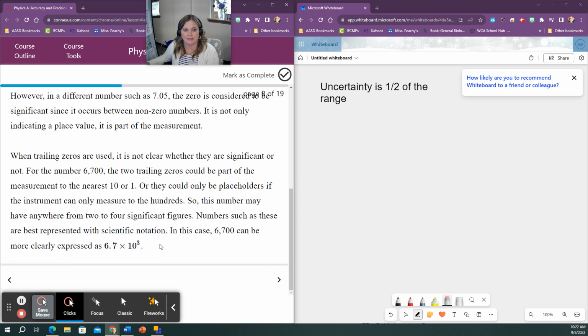this also explains that when you have zeros to the right of the decimal, like 6,700, sometimes it's kind of hard to tell if it's significant or not. We say it's not significant, so if you want to make it significant, you have to write it differently. So remember that significant digits represent how precise you were when making your measurements.